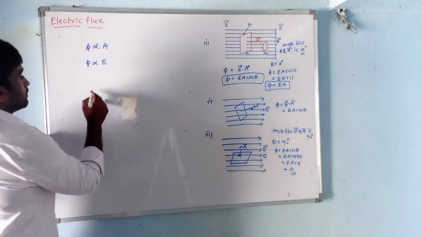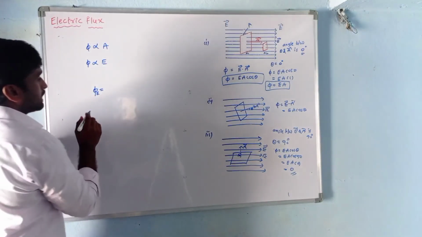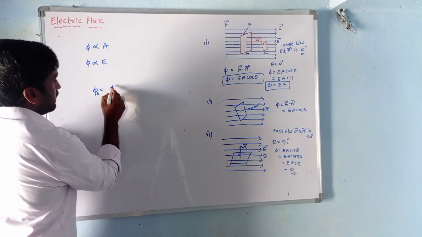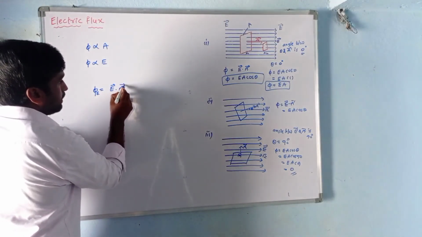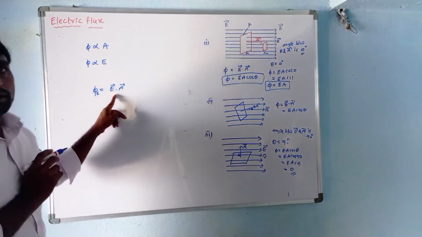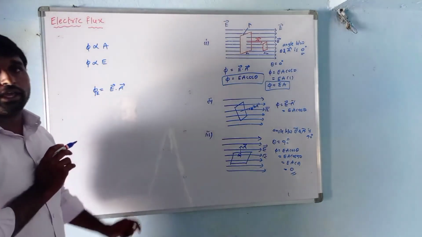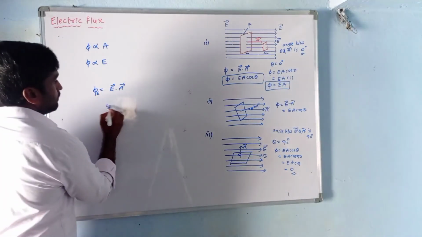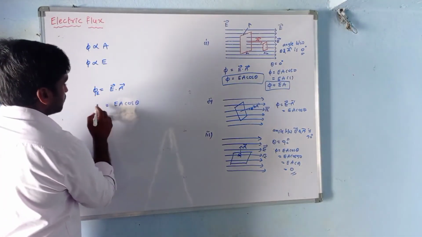Now we can define this. What is electric flux? It is E dot A, the electric field and the area vector. So this is the scalar product of the electric field and the area vector. When we remove the dot, we can write EA cos theta.